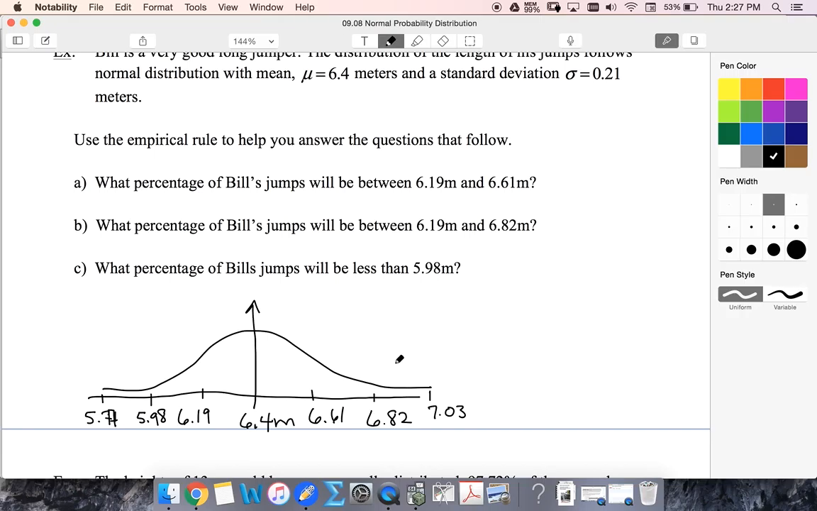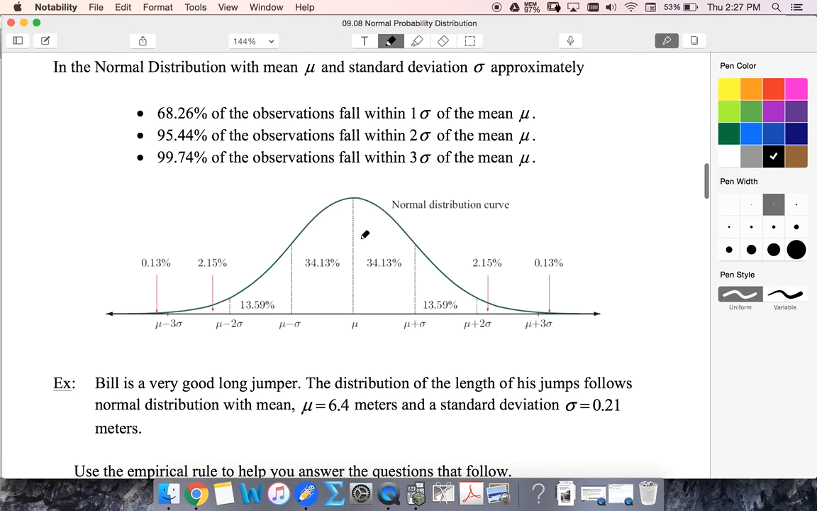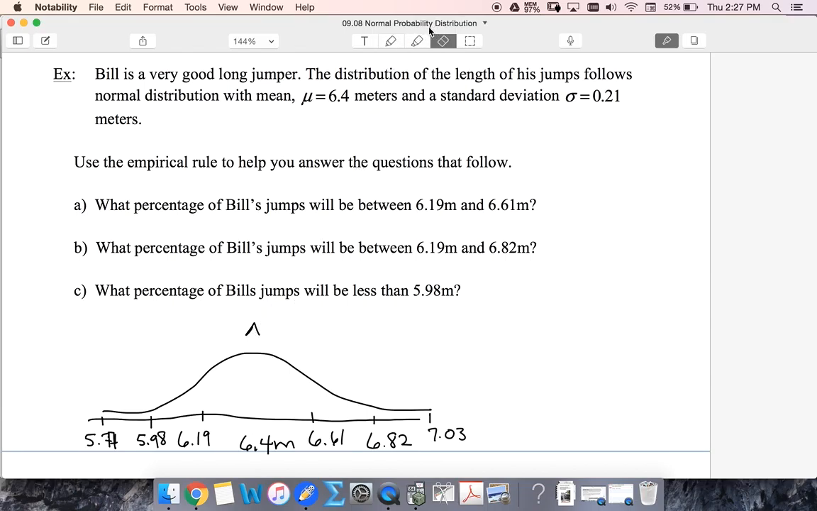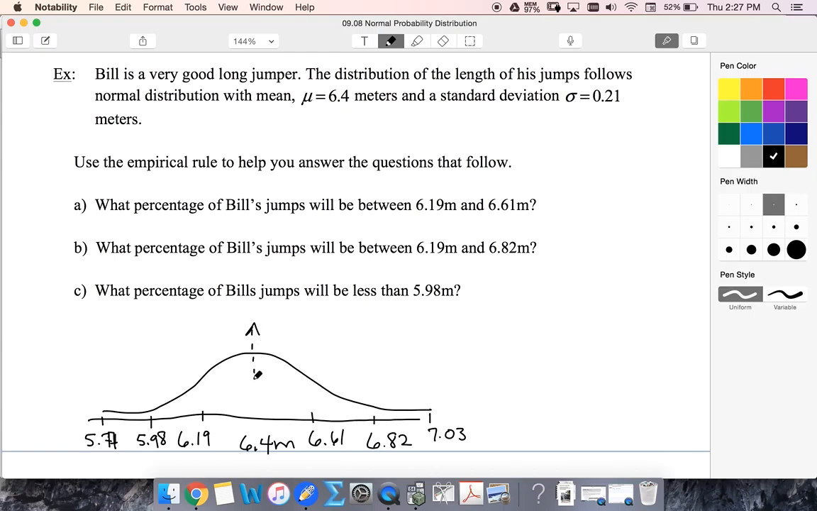Okay, so my empirical rule tells me that I'm going to have about 68%. More specifically, if I look up at this one, 68.26% is between these two values. So now I can see my y-axis would be way down here. I could put in this line, because it's not the x-axis, but it's the symmetric line for my graph. So between 6.19 and 6.61, that's between these two values. That's within one standard deviation of the mean.